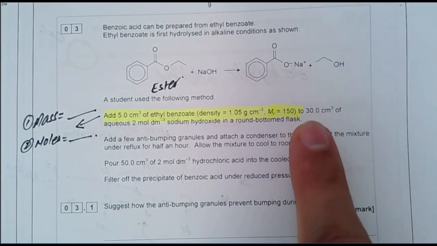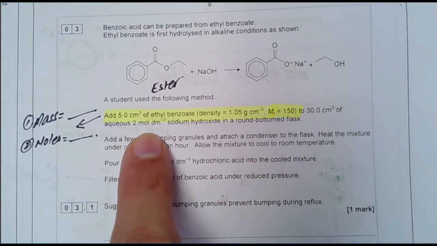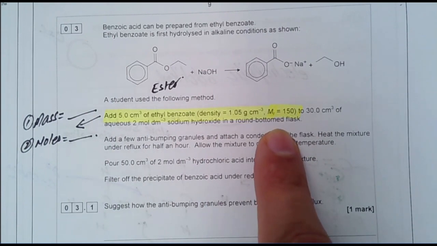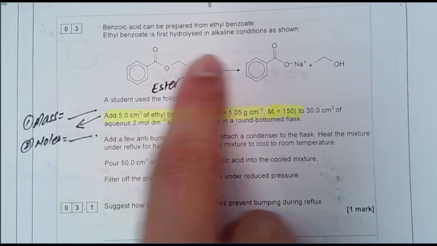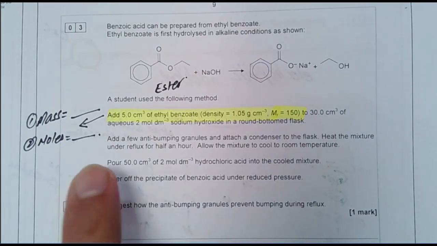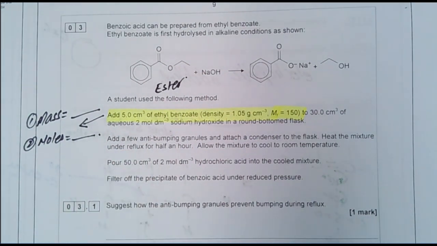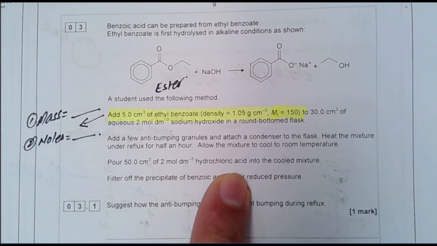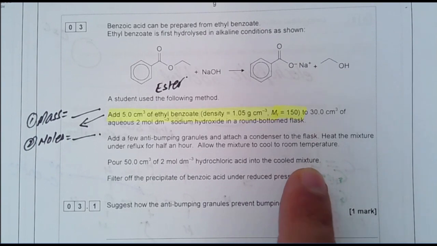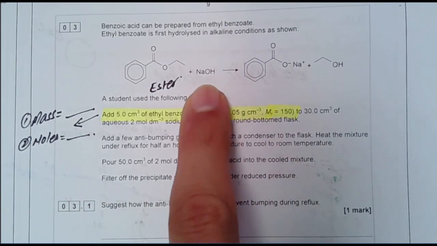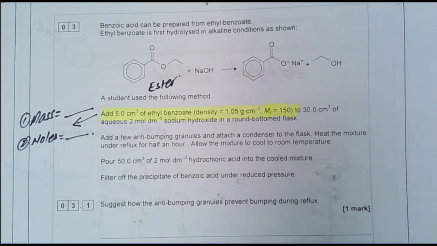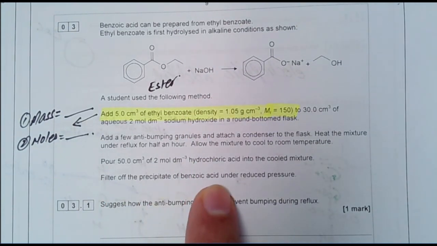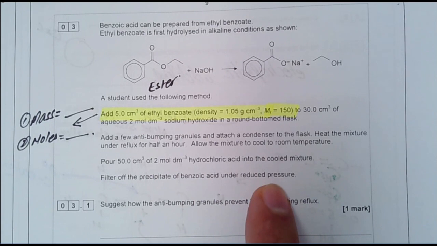It says to 30 cm³ of aqueous 2 mol per dm³ sodium hydroxide in a round bottom flask. So you've added this mixture together, and they've given you some quantities here. Add a few anti-bumping granules and attach a condenser to the flask. Heat the mixture under reflux for half an hour. Allow the mixture to cool to room temperature. Then you've added 50 cm³ of 2 mol dm⁻³ hydrochloric acid into the cool mixture. Why are we adding this? So that we can neutralize the excess sodium hydroxide. It says filter off the precipitate of benzoic acid under reduced pressure.